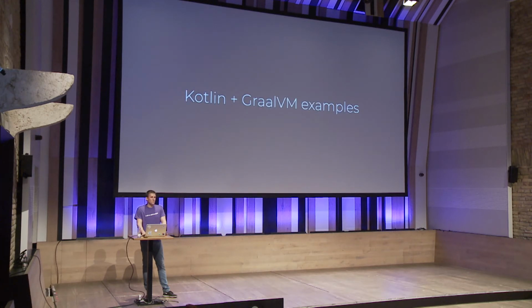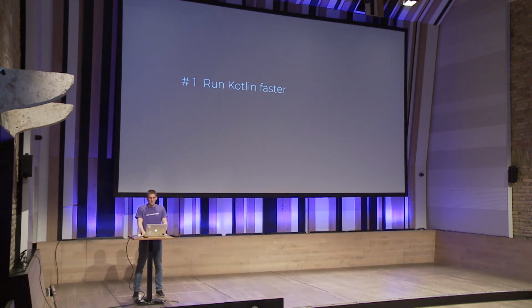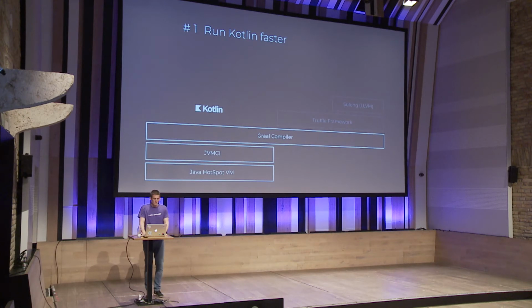This was a very brief introduction to Graal. Now I would like to show you two examples. My first example is how you can run Kotlin faster, and the other example is how you can run Kotlin without the JVM. Basically, my first example is going to be a benchmark of the Graal compiler.